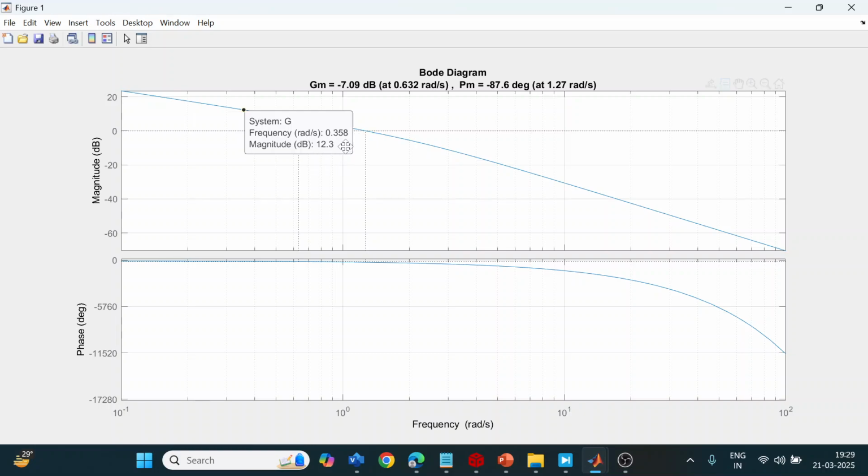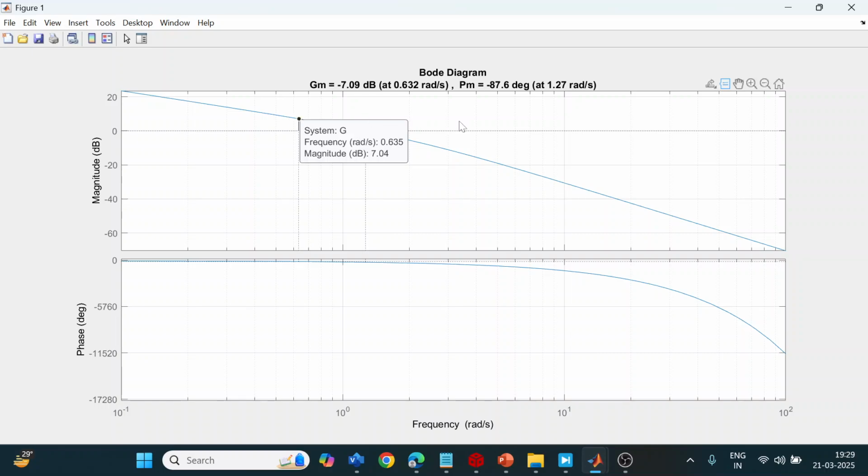Let's say at 0.358 you will get a magnitude of 12.3 decibel. But what is gain margin? Gain margin is nothing but the negative of that value. At 0.632, let me see here, at 0.635, the value is very close to 7.04. So 7.04 is the magnitude that you get, but gain margin is the negative of that. That's why the gain margin is negative, minus 7 is coming.